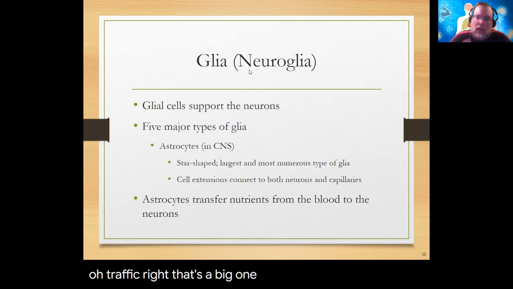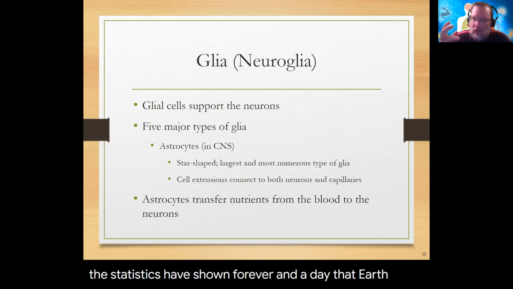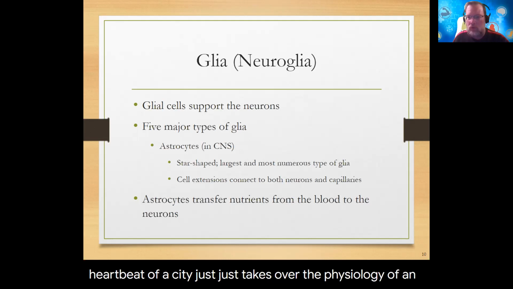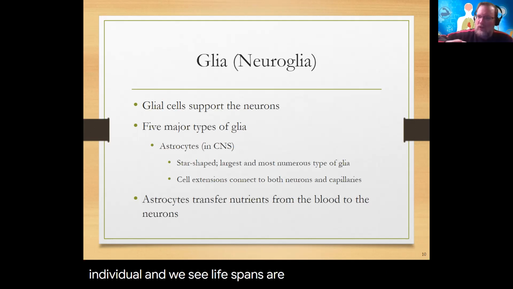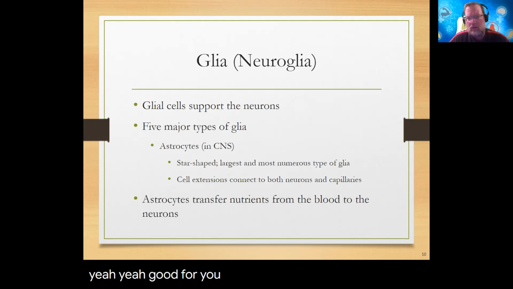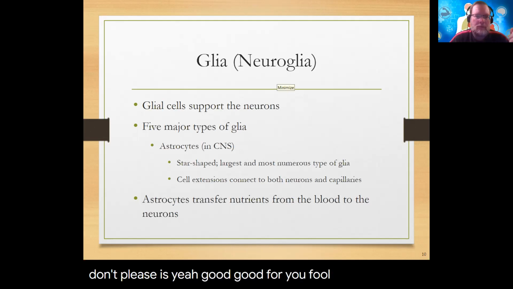That's a big one. The statistics have shown forever and a day that urbanized living, primarily traffic, noise, the heartbeat of a city, just takes over the physiology of an individual. And we see lifespans are lower. We see tons of problems in that urbanized society. But yeah, good for you, Lori. Take a week off. I know. Please, yeah, good for you.